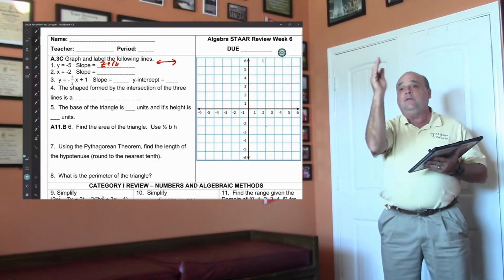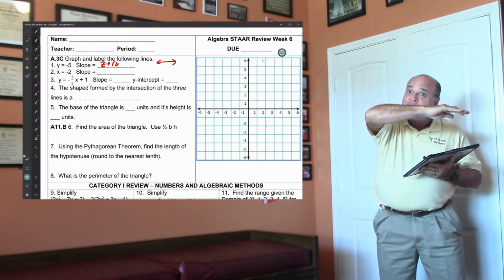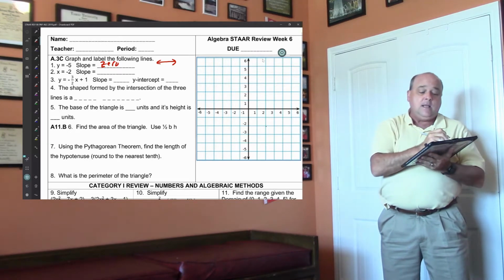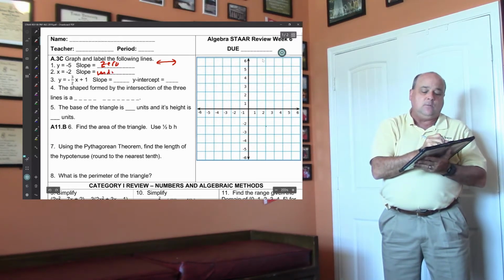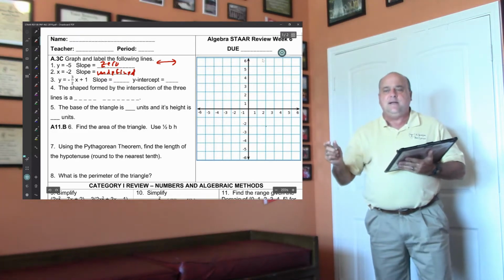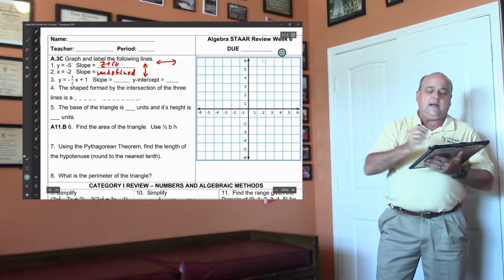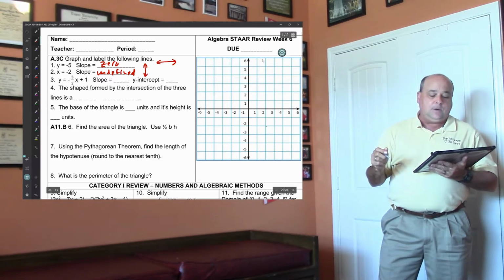An x equal -2 line: the x-axis is flat, but an x equal line will be perpendicular. It'll be vertical on it. This will have an undefined slope. Okay, so the slope's undefined. And this line would go straight up and down, right? I'm not going to draw that for you, but it would.